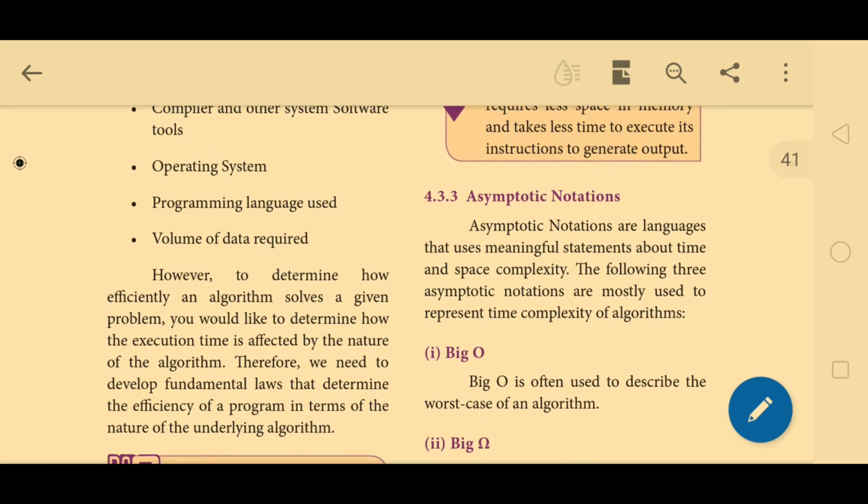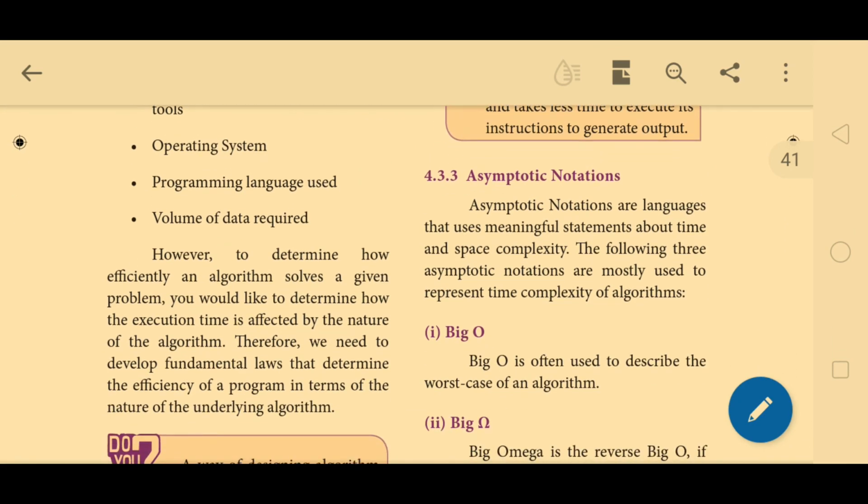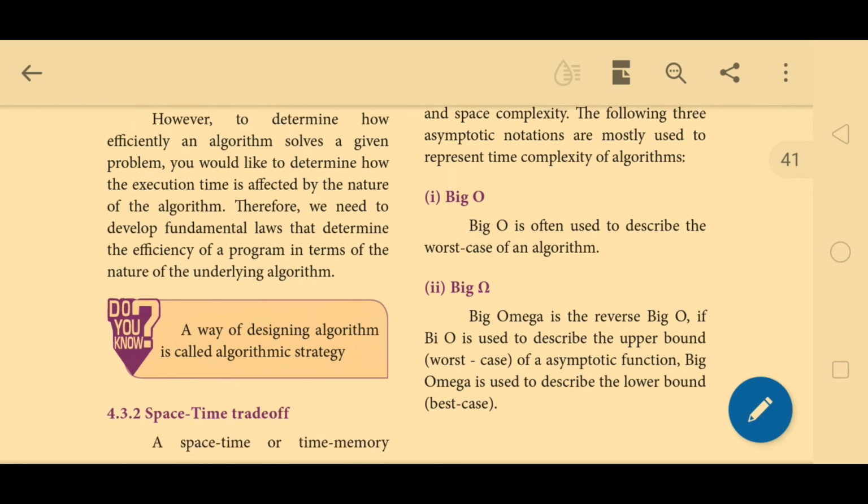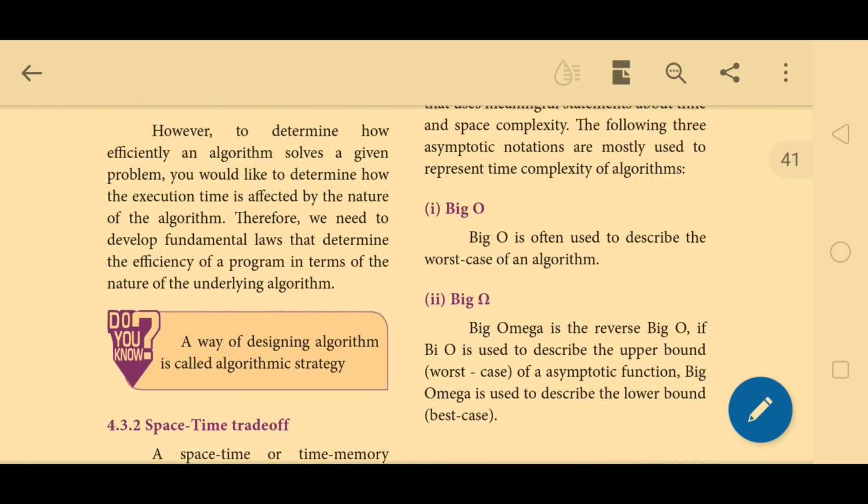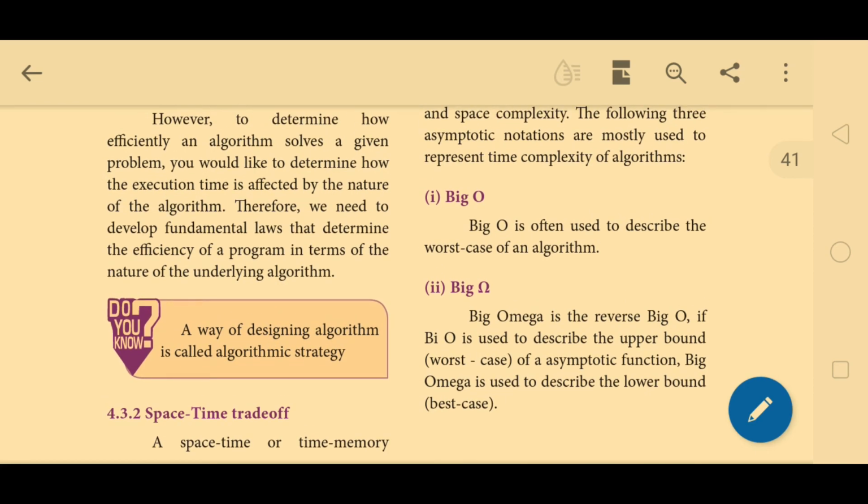Here the asymptotic notations. Next we are going to see asymptotic notation. Asymptotic notations are languages which we use to make meaningful statements about time and space complexity. There are three asymptotic notations to represent time complexity of algorithms. First one is Big O. Big O describes the worst case of an algorithm.